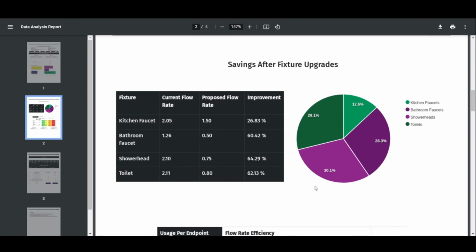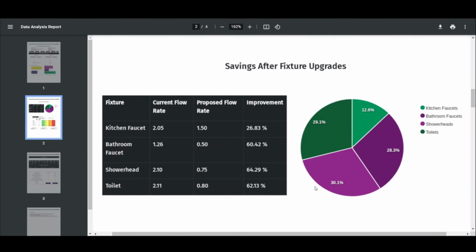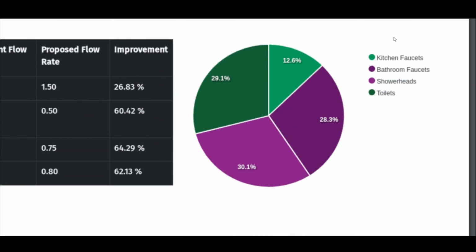As we progress, we're given an overview of the building's point of use efficiencies. This table on the left compares the offered consumption rates against your actual rates and shows you the percentage inefficiency improvement in this column. The savings after fixture upgrades pie chart to the right gives you an idea of how each of your water use point savings are ranked. In this case, we can see that the shower heads would show the biggest efficiency improvement, closely followed by the toilets, then bathroom faucets.